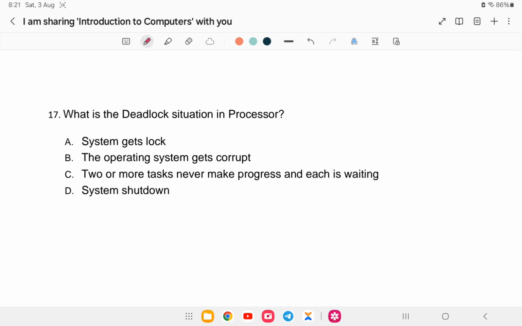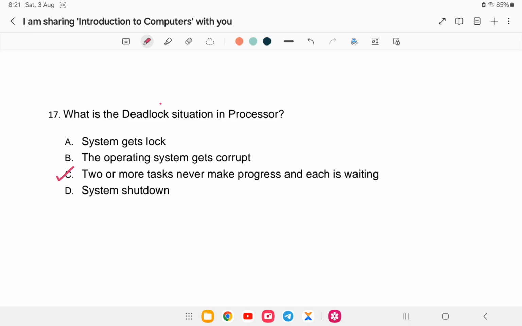What is a deadlock situation in processor? So deadlock situation is A, system gets locked, B, the operating system gets corrupt, C, two or more tasks never make progress and each is waiting, or D, system shutdown. So the answer is option number C, that is two or more tasks never make progress and each is waiting.